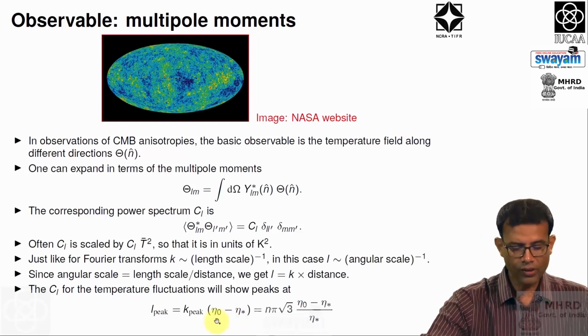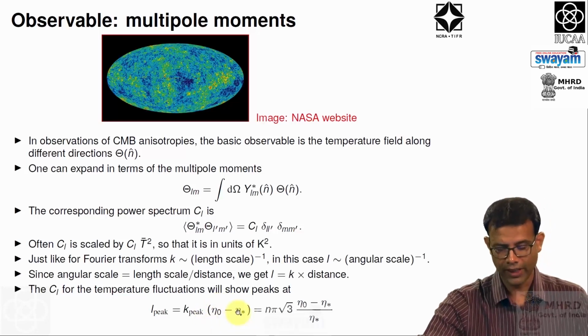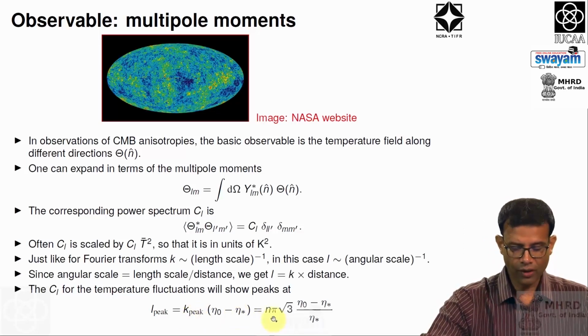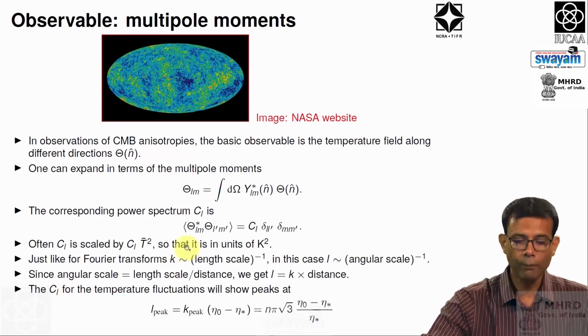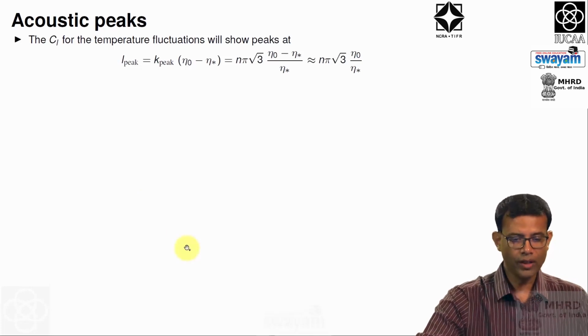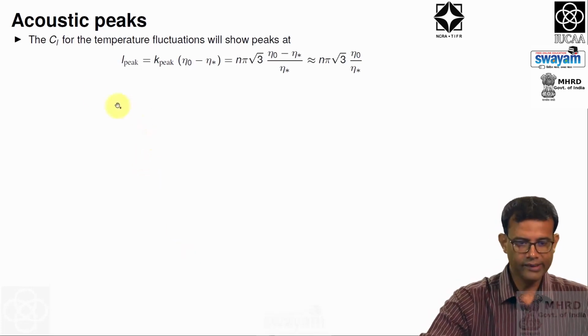So, the conformal time to the last scattering surface is just the difference between the conformal time today and the conformal time at that epoch, and if I substitute for the value of K peak, it turns out to be an expression like this. So, these are the values of L where CL will show peaks. These are known as acoustic peaks. So, let us discuss that.